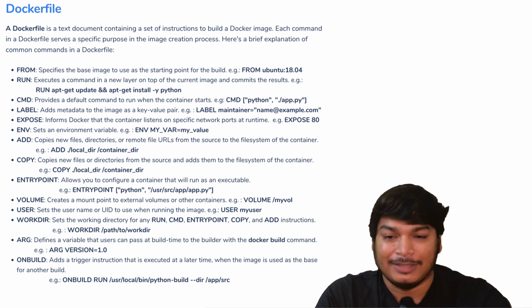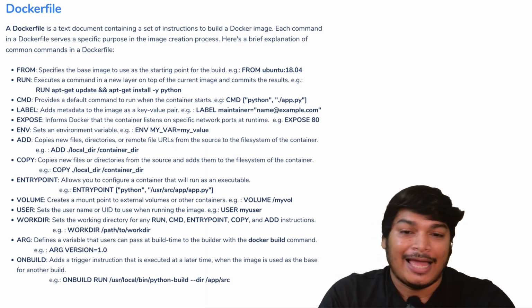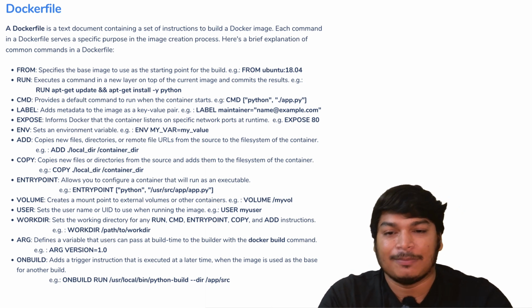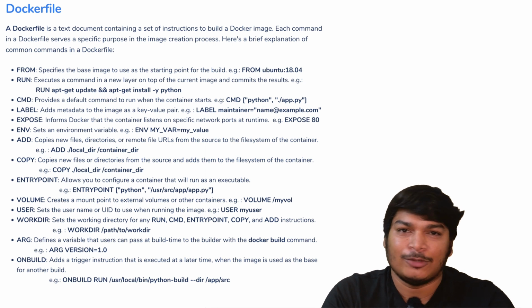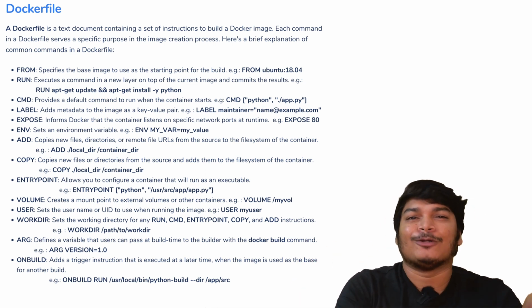Okay, ONBUILD. Now this adds a trigger instruction that is executed at a later time, when the image is getting used as the base for another image. For example, ONBUILD RUN, then the command that you want to run. Okay, now this is the basics of the Dockerfile. Now let me show you practically how the Dockerfile works.